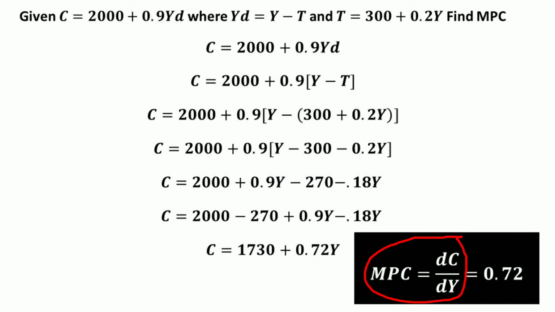Now we want to find the marginal propensity to consume. For finding the MPC, we have to take the first derivative of the given consumption function with respect to Y. Then it will become 0.72. See here, before the introduction of the proportional tax, the MPC was 0.9. But after the introduction of the proportional or progressive tax, your MPC has declined to 0.72.